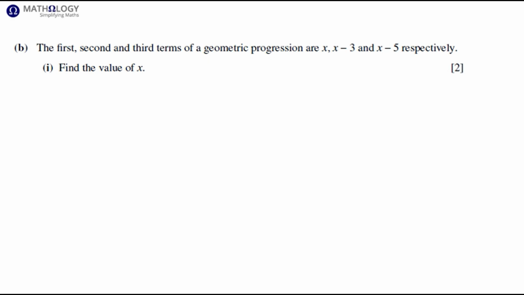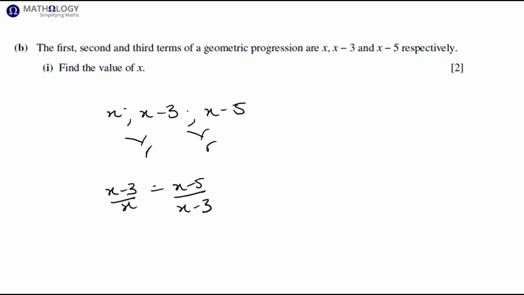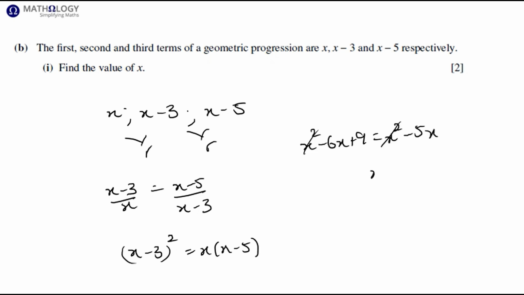First, second, and third terms of a geometric progression are x, x minus 3, and x minus 5 respectively. Find the value of x. Okay, so we've got the first three terms of the GP, which means it would have a common ratio between successive terms. So x minus 3 over x equals x minus 5 over x minus 3. X minus 3 all squared equals x times x minus 5. So x equals 9.